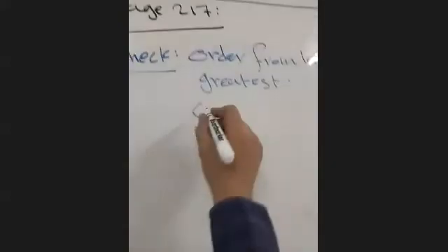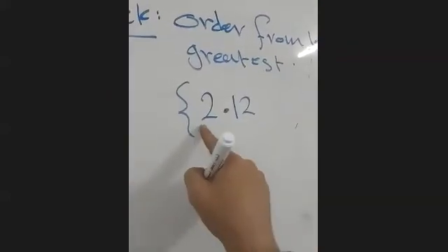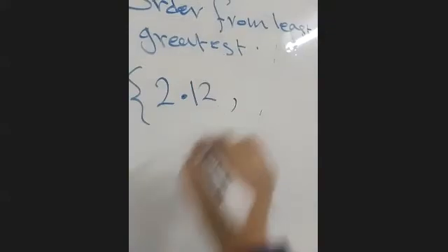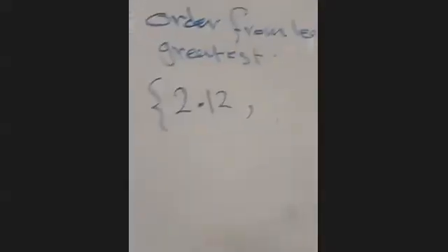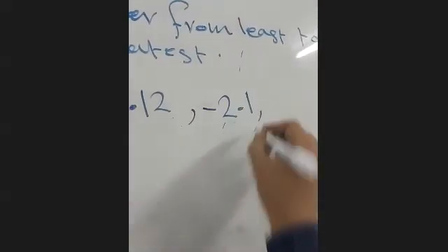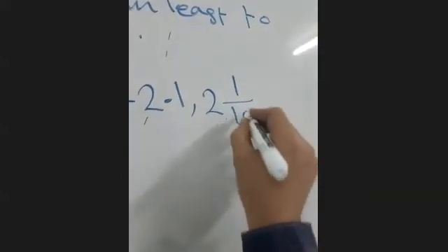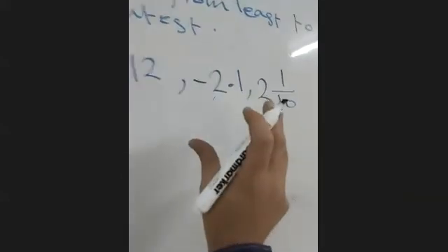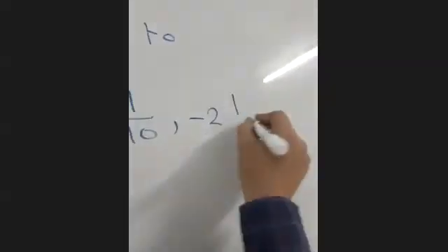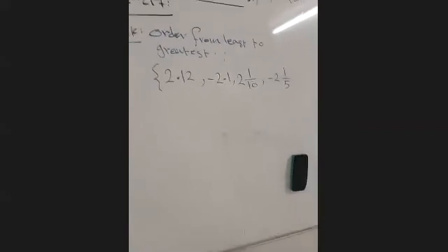We have 2.12 positive, not negative, and negative 2.1, and 2 and 1 over 10, positive. Be careful, guys. We have negative and positive here, and negative 2 and 1 over 5. And please, guys, let's do it quickly.